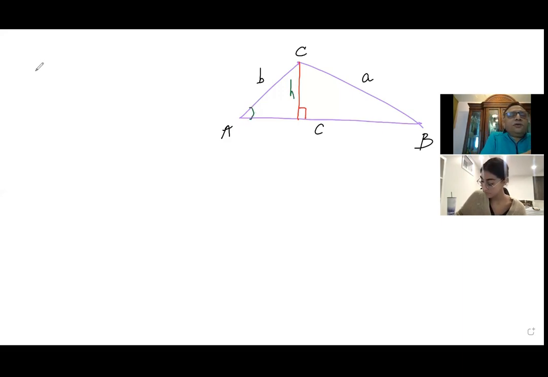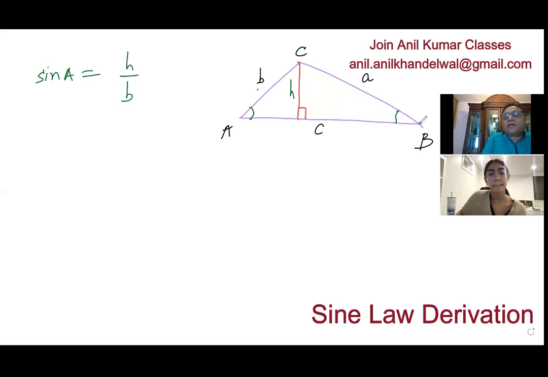Now, can you tell me what is sine of A equal to? Sine of A equals h over b, AC, which is b. And what is sine of B equal to? Sine of B equals h over a. So we are looking into this triangle now, where the hypotenuse is a. Let us rearrange these. From the first one, you cross multiply, b times sine A is equal to h, right? Cross multiply, correct?